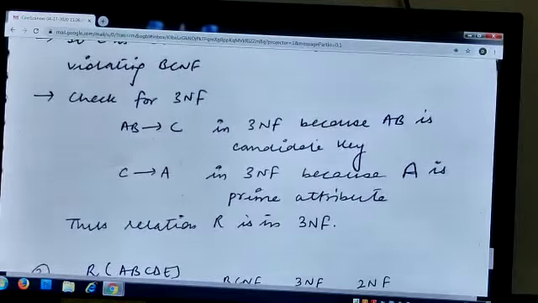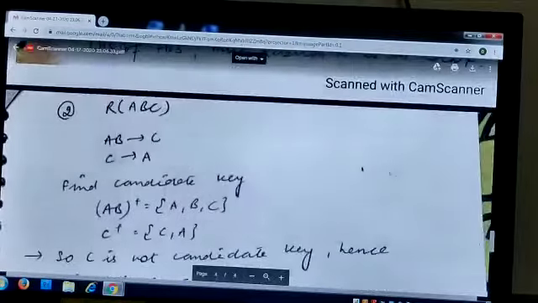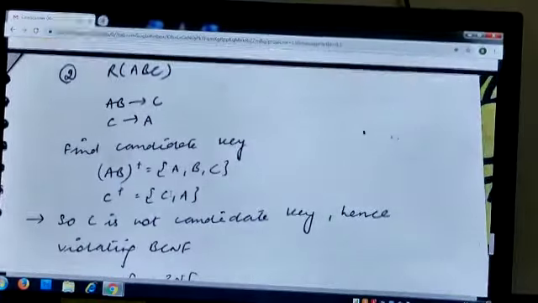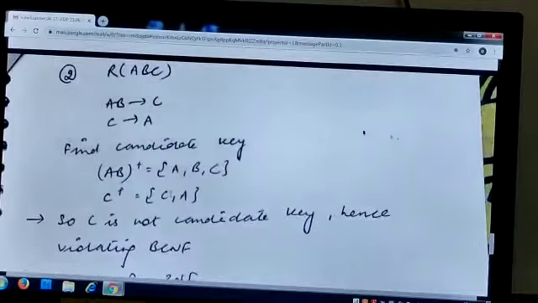Now you can see AB to C is in 3NF because AB is a candidate key. C to A is in 3NF because A is a prime attribute. When your relation is in 3NF, it is automatically in 2NF and 1NF. So we will say that our relation R(ABC) here is not in BCNF but in 3NF.